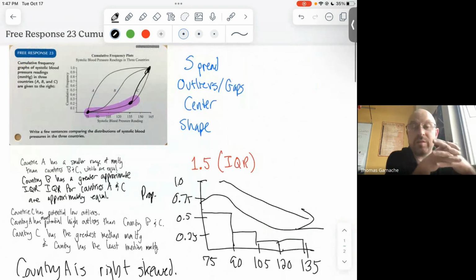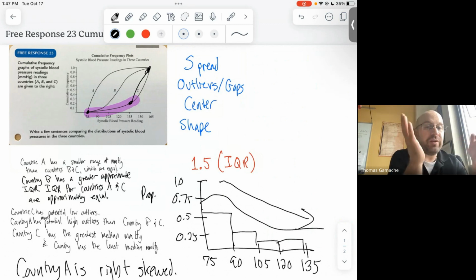So the cumulative frequency plots can be very rich pieces of information to help us analyze data. Of course, we don't know exact numbers. We don't know how many blood pressure readings this is based on. So, that's something we're robbed of. But in the process, we can really sum up data and compare it pretty easily with the cumulative frequency plot like this.